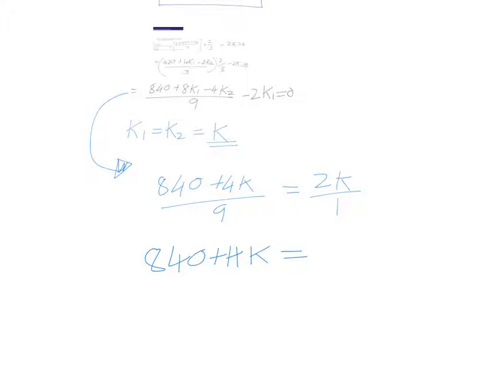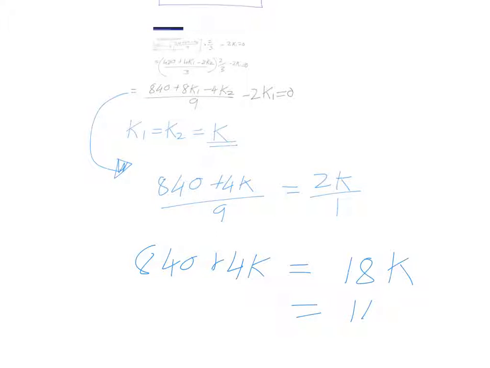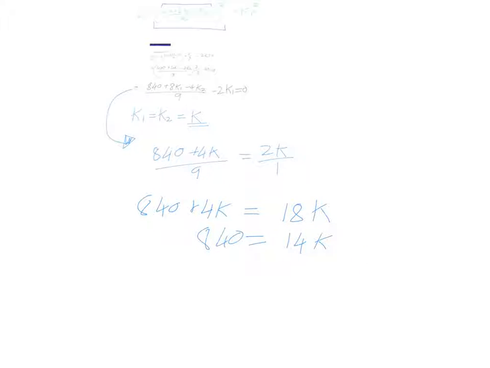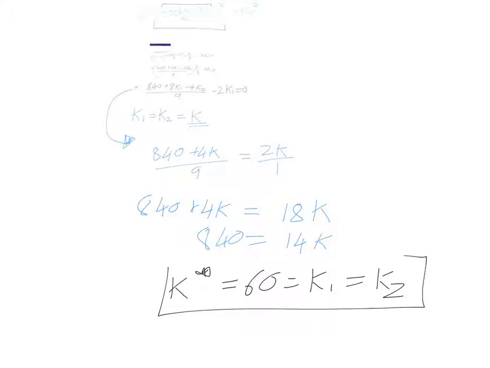Where are we at? 840 plus 14. Wait, no, I screwed up. 840 plus 4k, okay, there we go, that's where I screwed up, is equal to 18k, and then this becomes 14k is equal to 840, and thus we get k star is equal to 60, which is going to be equal to k1, which is equal to k2, because we're dealing with the symmetric firms.